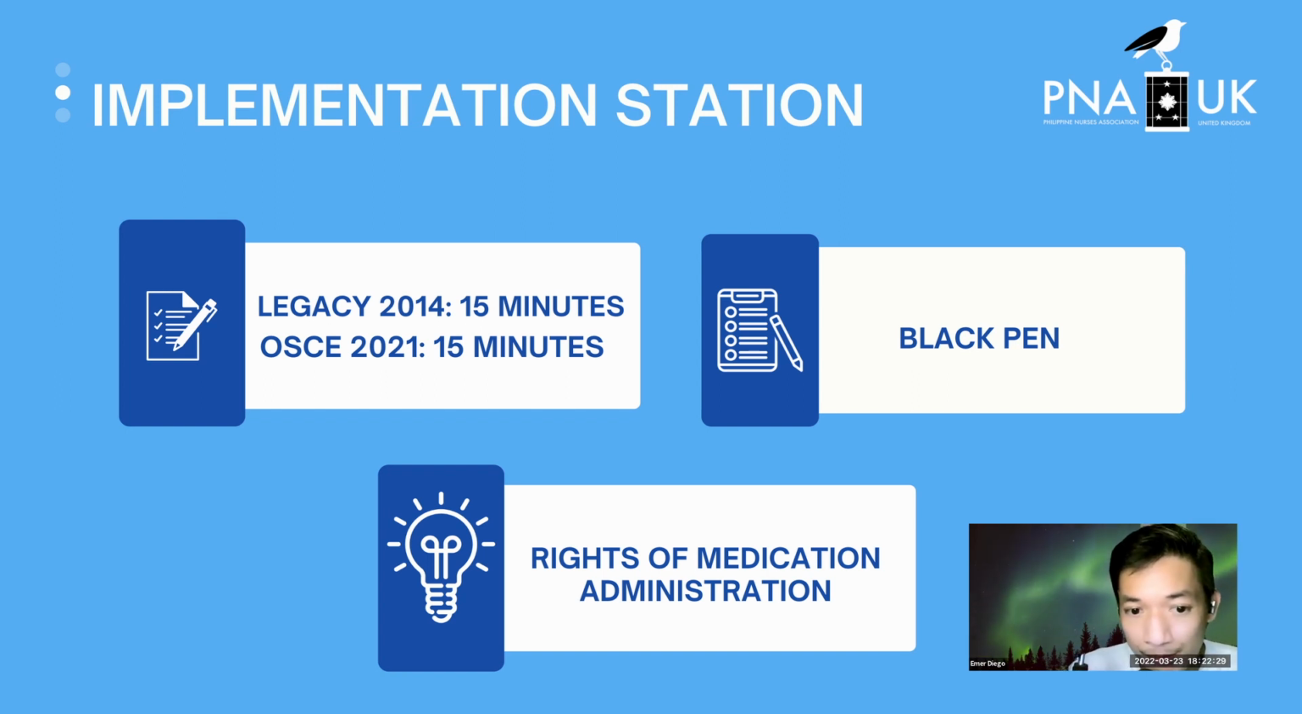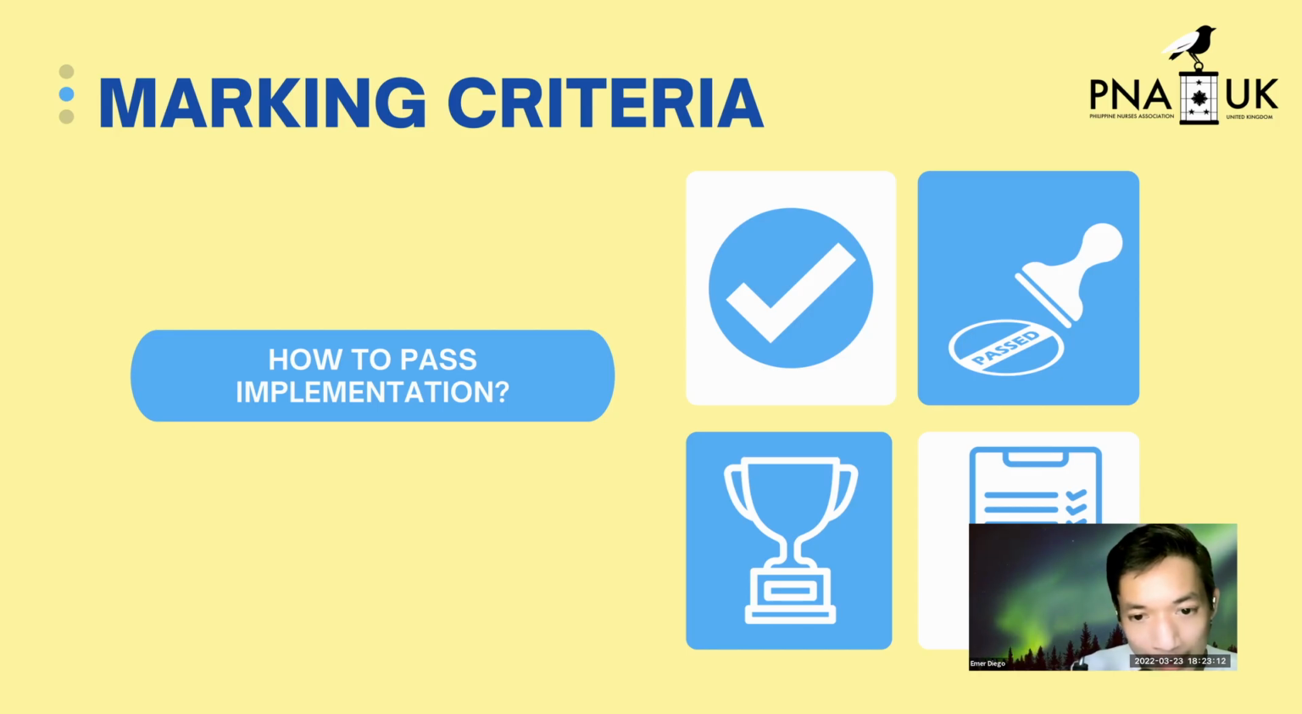You have to remember the rights of medication administration because it's imperative that you determine that your prescription or your drug chart is correct, the essential information is there and your prescription is valid. So do I need to enumerate all the rights of medication administration? Probably you know it now. So how to pass the implementation station?